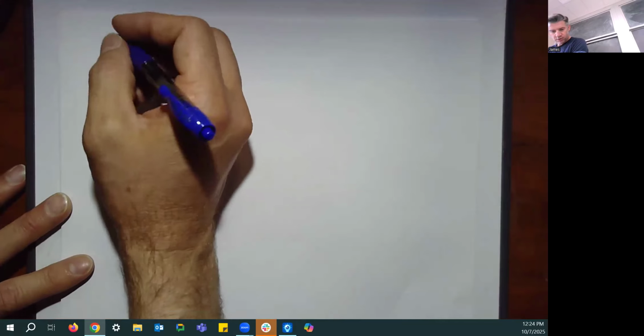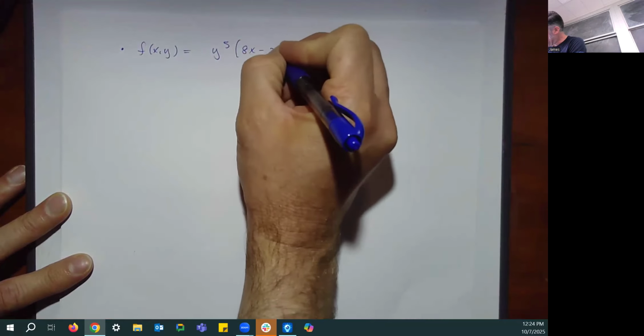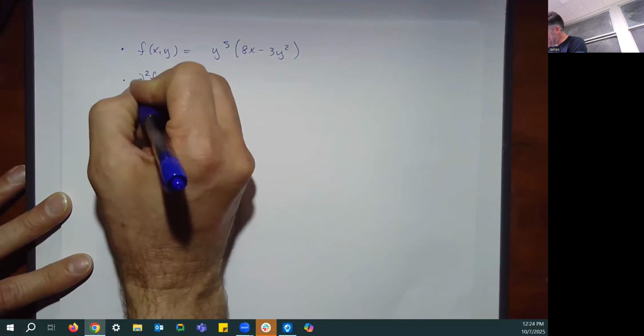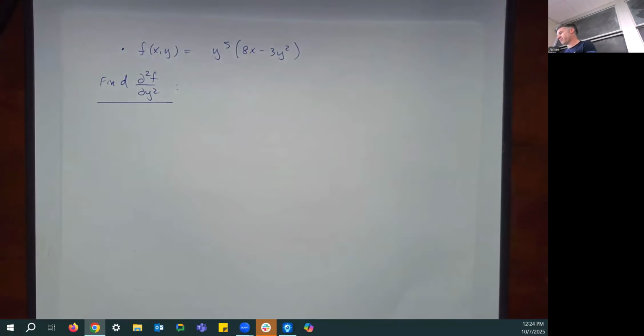So let's do one more thing here. Let's say we have something like, oh yeah, this will be interesting. f of x, y equal to y to the fifth power times 8x minus 3y squared, and we are asked to find del squared f del y squared. The purpose here really is to understand that we can make our lives easier. We don't have to use the product rule here, and we shouldn't. We should multiply this out first.